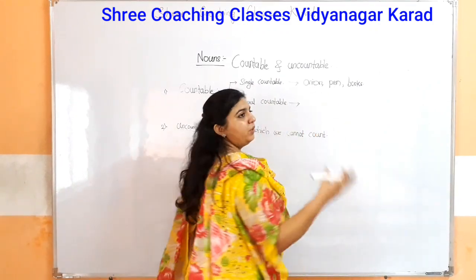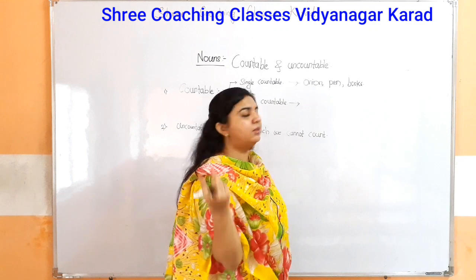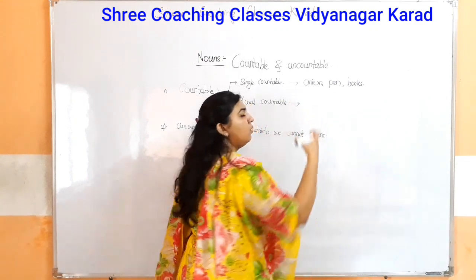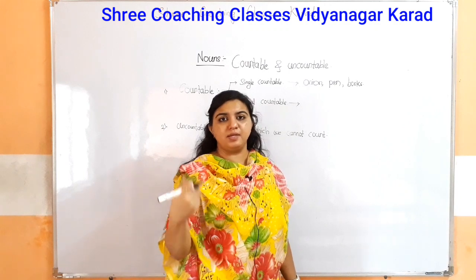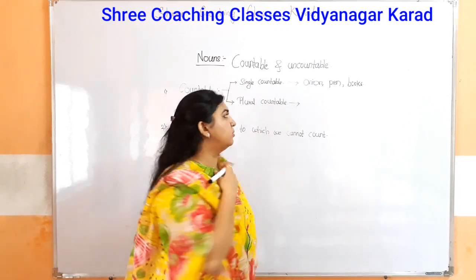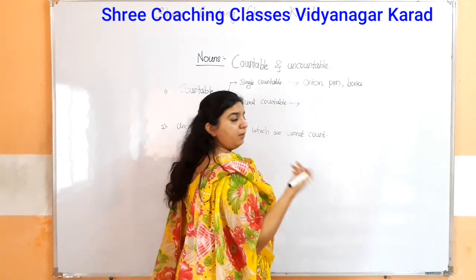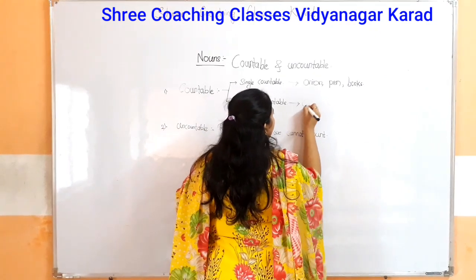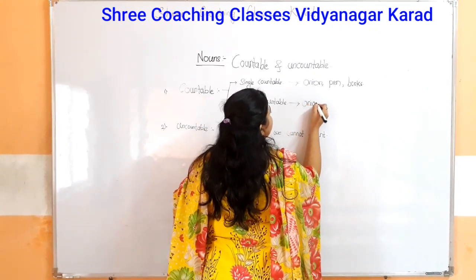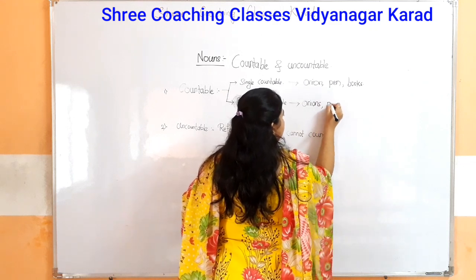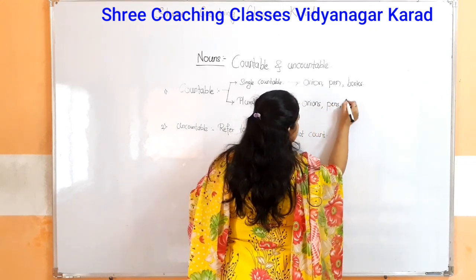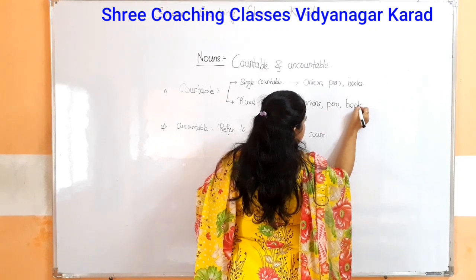Now we will see the examples of the plural countable, similar to the examples of the singular countable. If there is a single onion, that's why we have named it onion. So when we add s to it, that is, they are in many numbers, the onion plural form will be changed into onions. The pen will change into pens. Books.